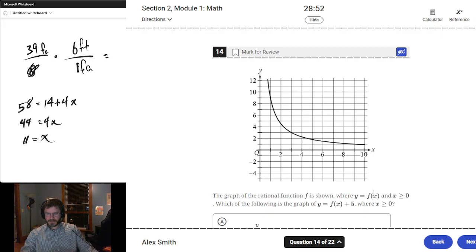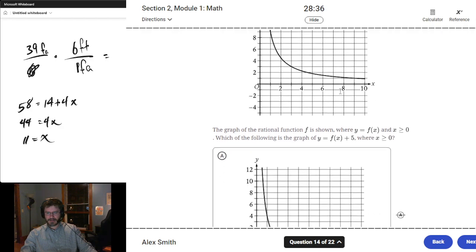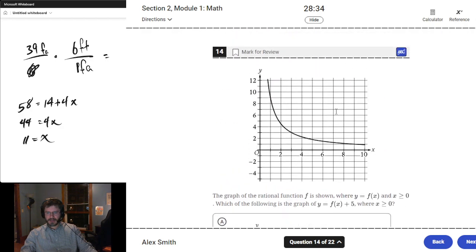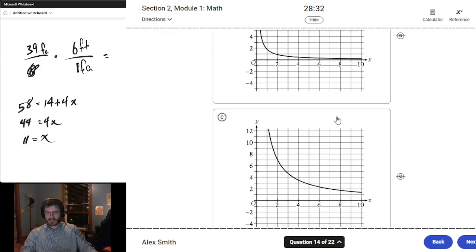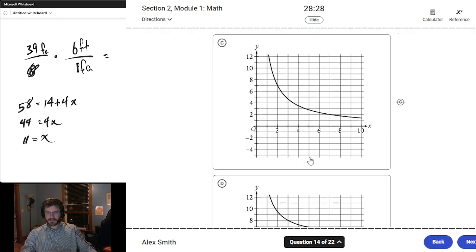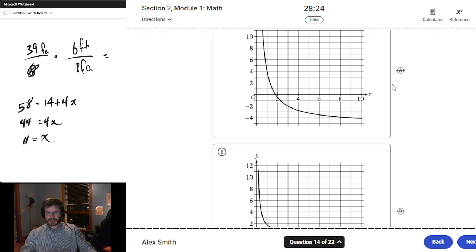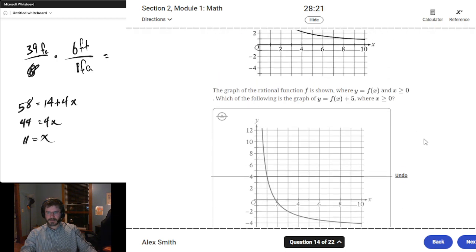Graph the function shown, f of x, and x is greater than 0, which of the following is the graph of this function shifted up 5. So I'm going to pick a point. We got 1, 9 here. So this should become 1, 14. Ooh, okay, that one's promising. Both C and D could be it. These both shifted down. Get rid of those.